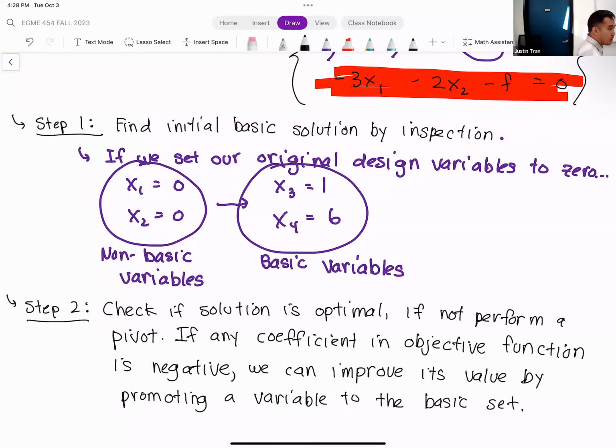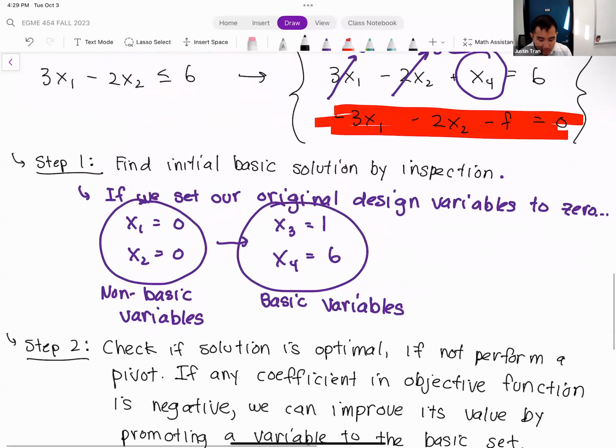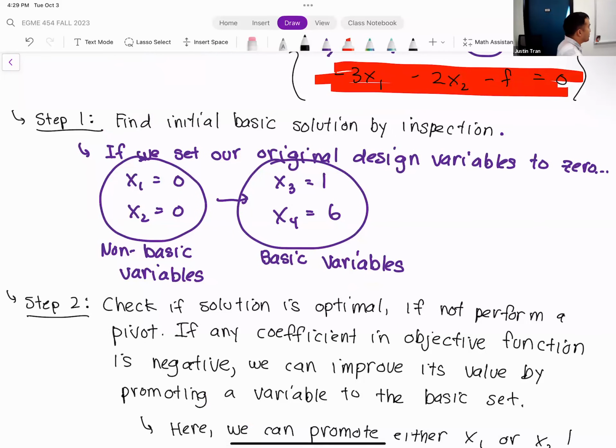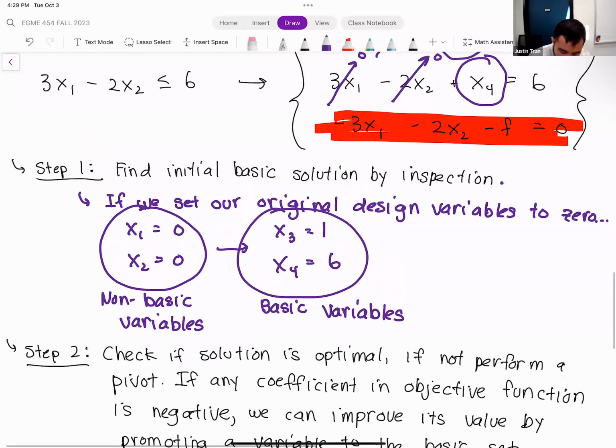And so you have a choice. Technically, you can do either, and eventually you're going to arrive at the same solution. But usually we want to do the least amount of work, and so usually we pick the variable that has the most negative coefficient.